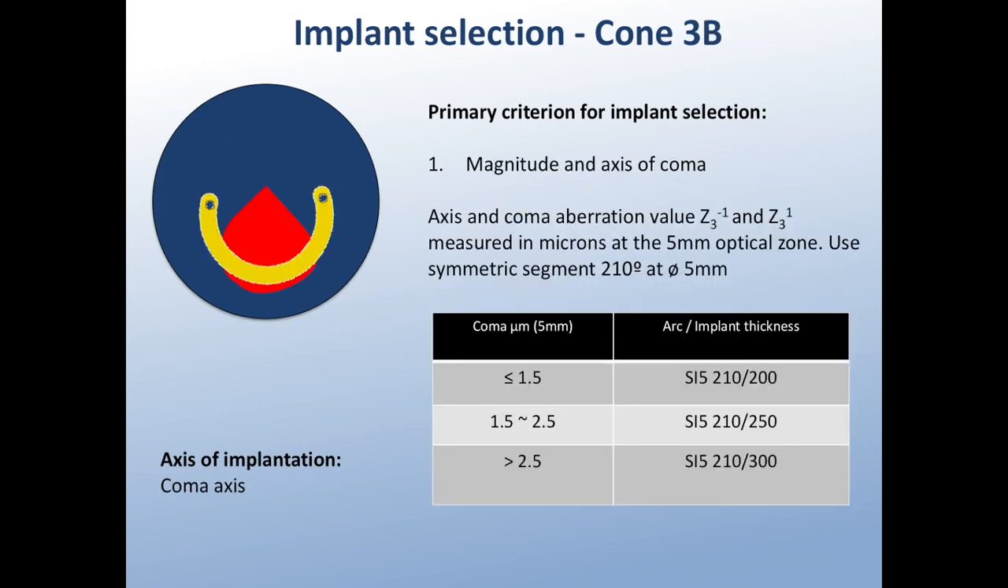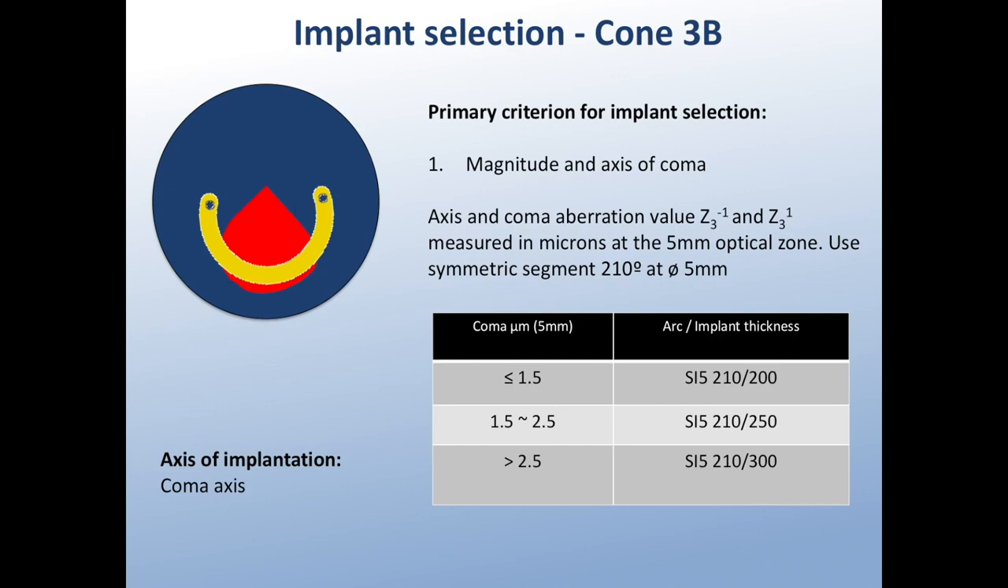Finally, if we have a 3B subtype of keratoconus snowman, which is the one in which the snowman's head does not exist, there is only the belly, we use a 210. This is one of the few cases in which the 210 ring is still used.